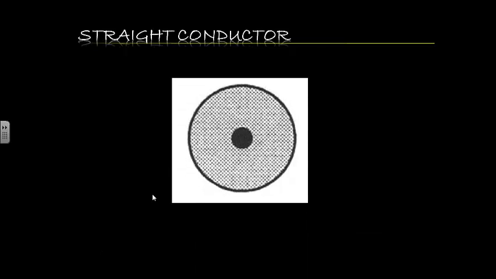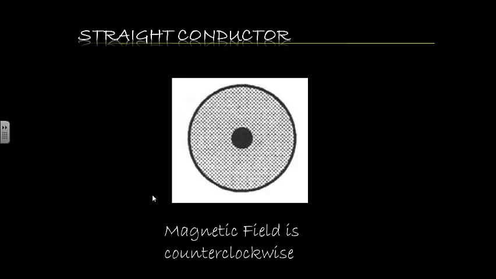So let's do some practice here. There's a dot, and I'm showing that the dot is to depict the current. And you can see here, if you've used your rule, your fingers would be going counterclockwise. So the magnetic field is counterclockwise.